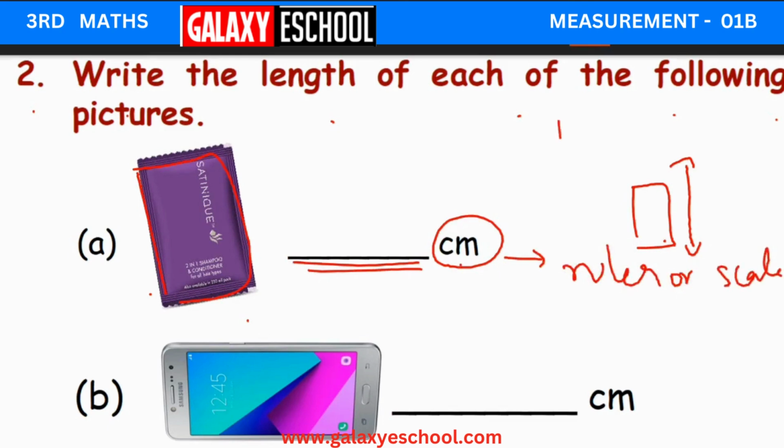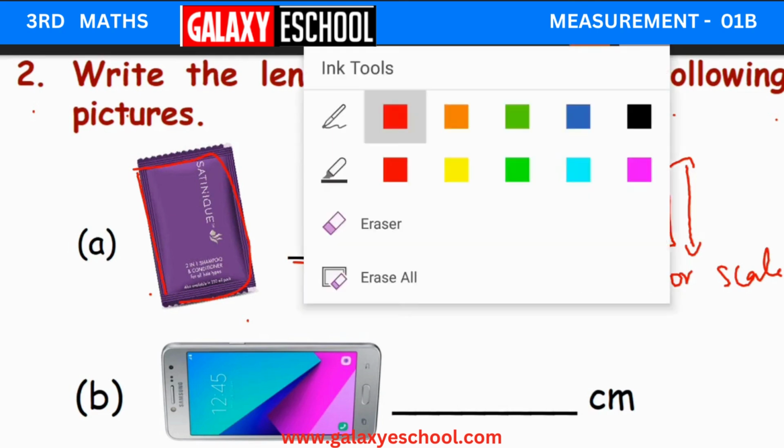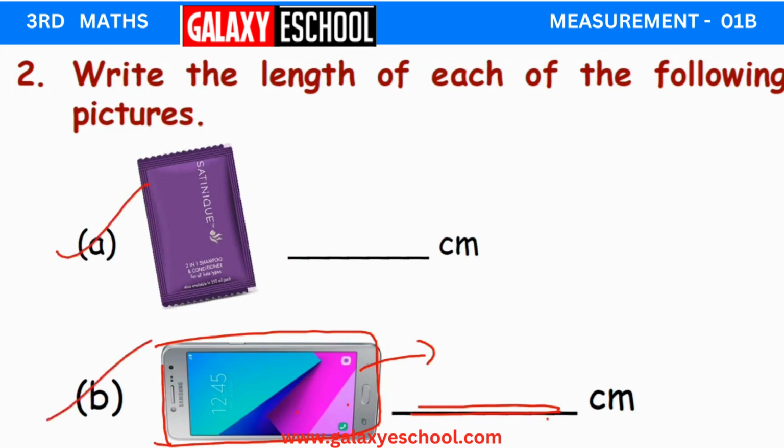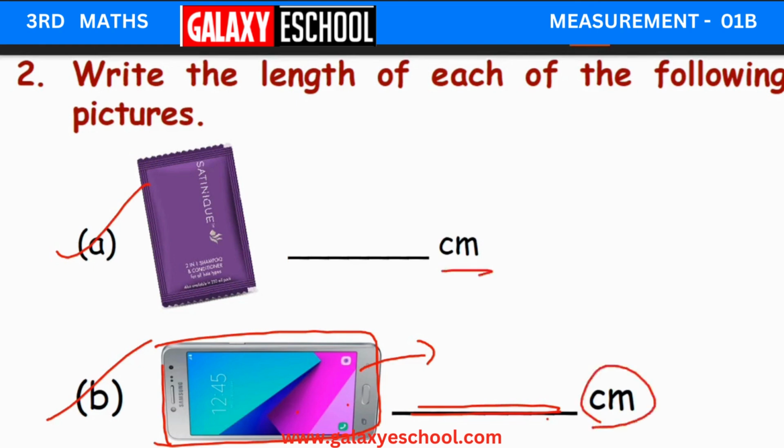How do we measure? The object is to be placed along the edge of the scale and then you know how to read the length of the given object using the scale. And the second one is a mobile phone. We all have mobile phones at our home, and again try to measure the length of any mobile phone at your home and write the length here. Yes, we have to measure the length of these two objects using a scale and write the answer in centimeters.